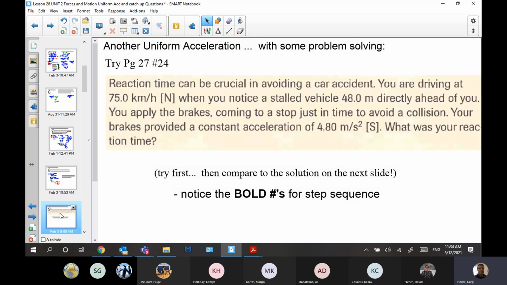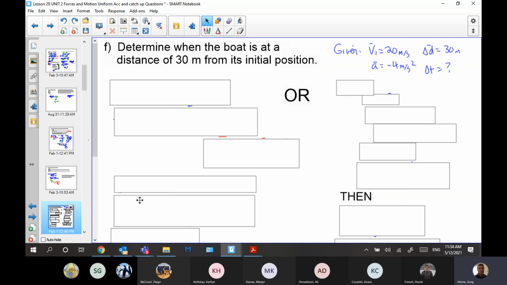Oops, what did I just do? I don't want to do that. Undo. And then a follow-up question here: determine where it is, and determine when it ends up a distance of 30 meters from its initial position.